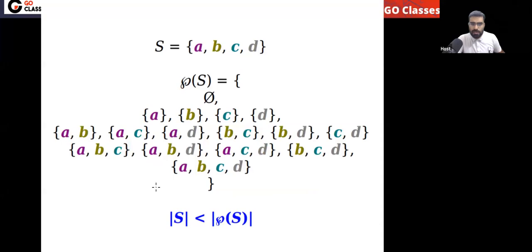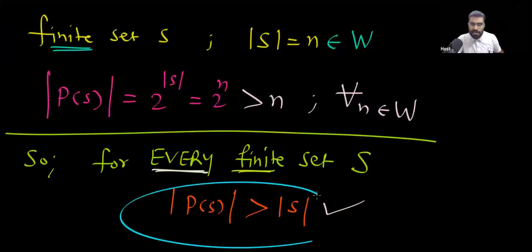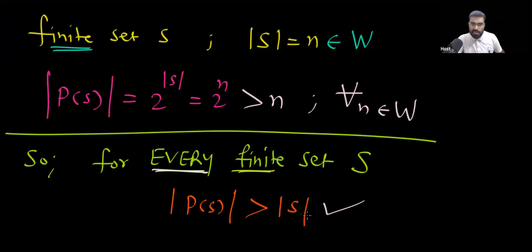So this is the simple result. If you have any finite set S, then the cardinality of the power set will be strictly greater than the cardinality of S. Yes or no? Is this clear? Please tell me. Is this point clear? Let me know. So very simple, right? Okay, let's move on now.